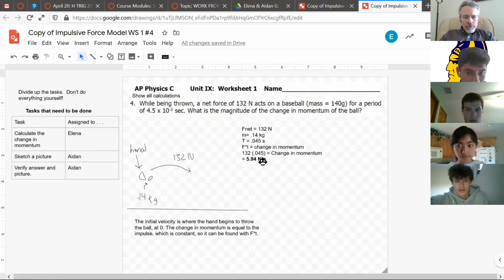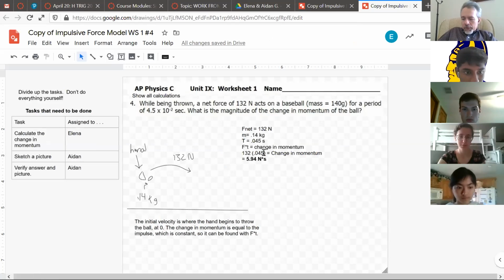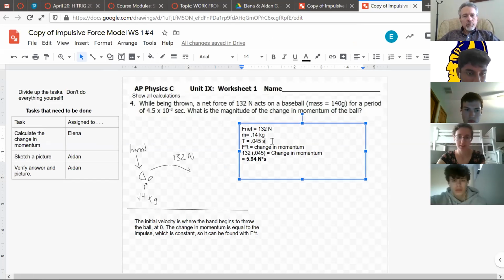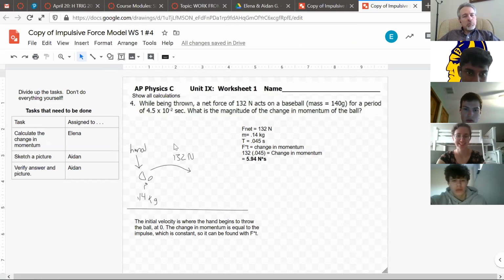Okay, thank you. So for this problem, they give us the net force and the mass and the period of time. So that's here in this given. And the change in momentum is constant, so you can just use F times T, and that gives you a change of momentum of 5.94. This is my pretty bad drawing. Looks good to me.